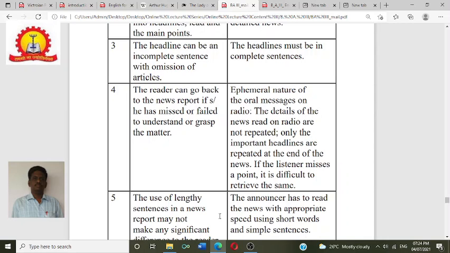However, in the radio media, because of the ephemeral nature of the oral message, the details of the news read on radio are not repeated. Only the important headlines are repeated at the end of the news. If the listener misses a point, it is difficult to retrieve it. So this is the difference between newspaper and radio.